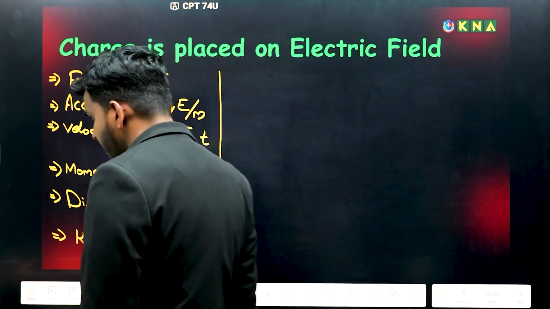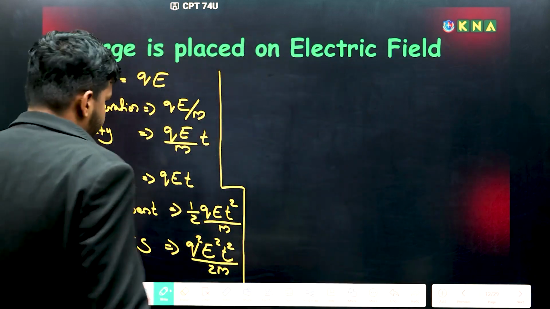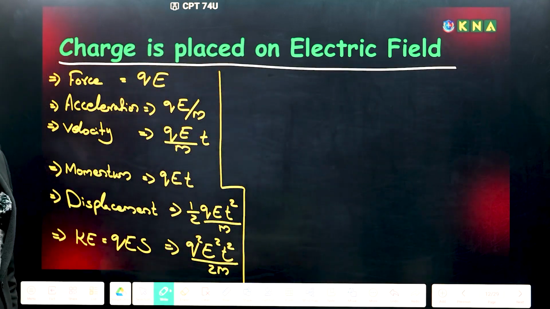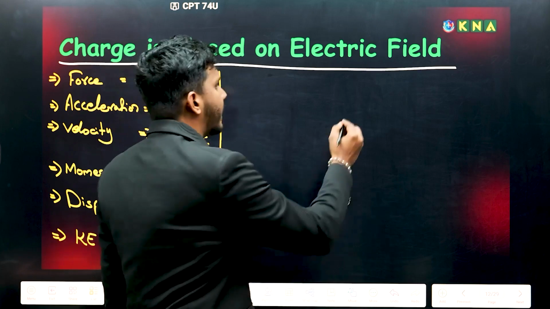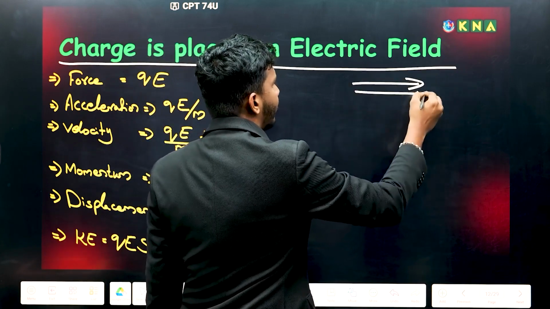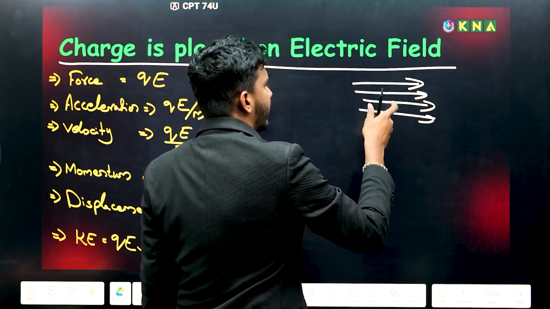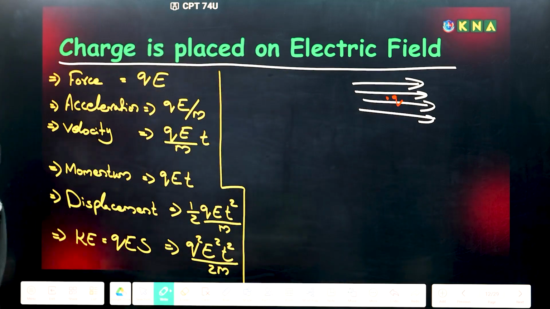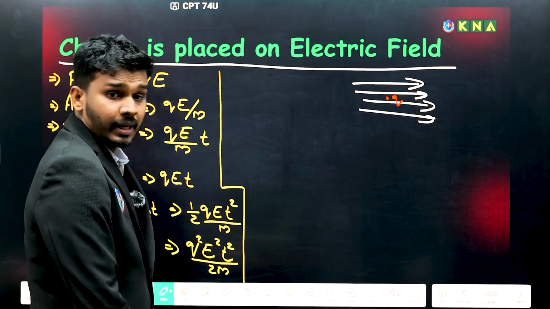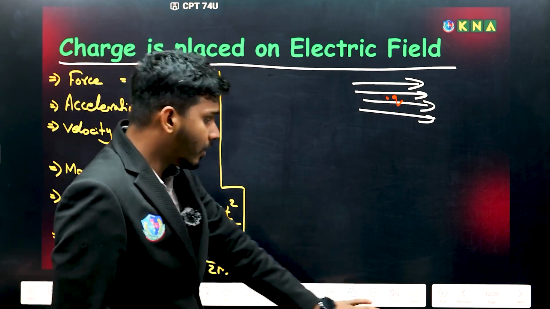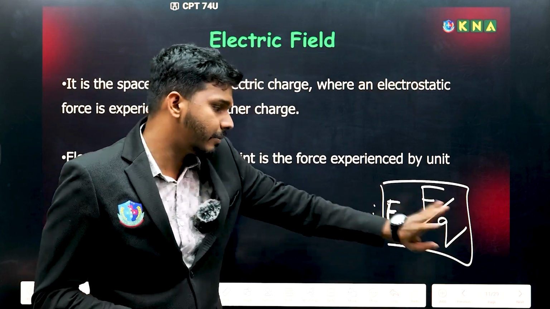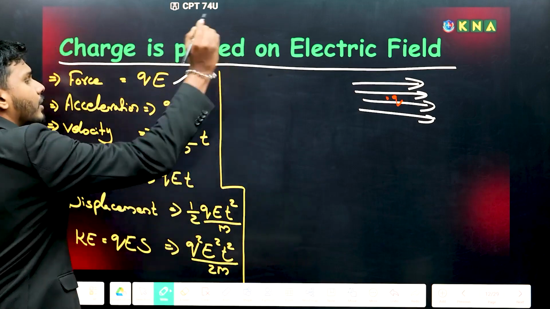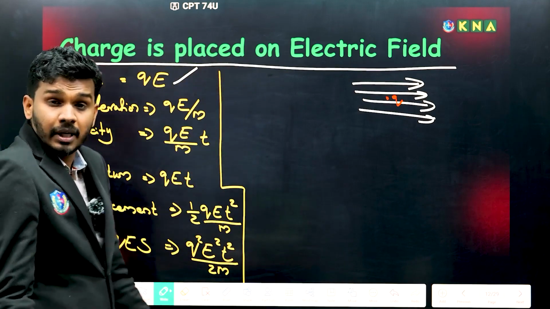Next, charge placed in an electric field. Here, a charge is placed in an electric field. What happens? This is an electric field, and a charge is placed here. What is the force? Already electric field is equal to F by Q. Then force F is equal to QE.